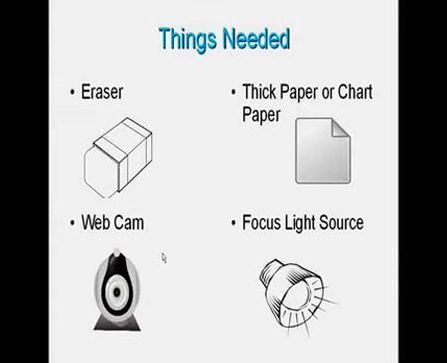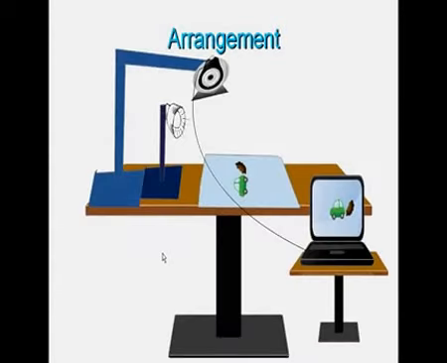We'll draw objects and characters on the papers and cut them out as required. We need a webcam to capture the images of the objects which we are going to animate. A focus light, a steady lamp, will be enough for this purpose. You can see the arrangement which is needed for capturing the stop motion animation.